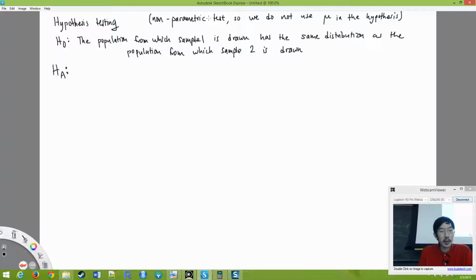So the null hypothesis says that you drew 2 samples and they're essentially coming from the same population, or if you have 2 different populations, at least the distributions of those 2 populations are the same. And then the alternative is that the population has a different distribution. Let me just write the non-directional alternative: the populations have different distributions.